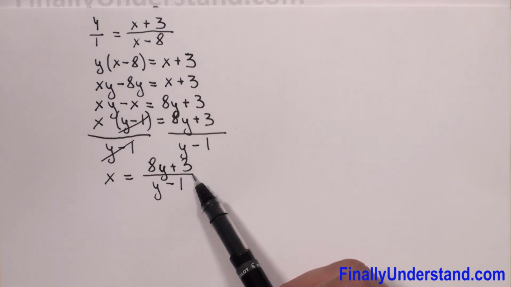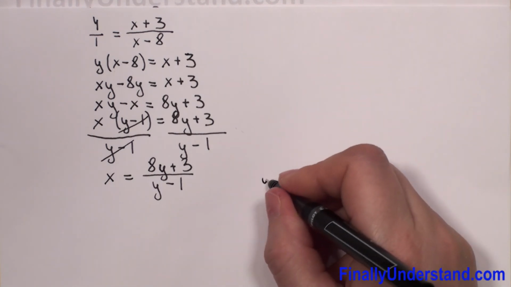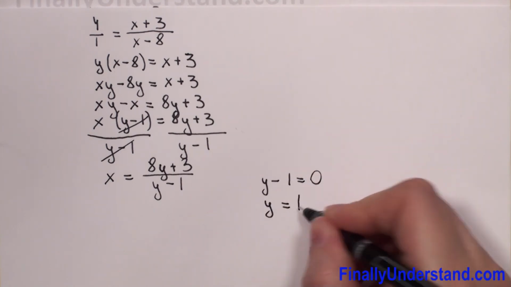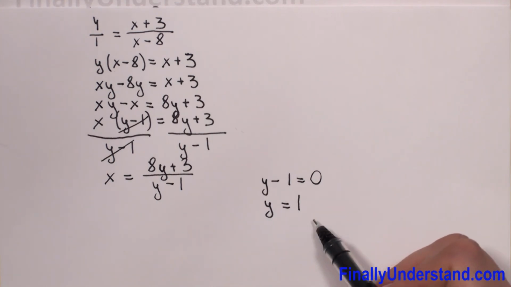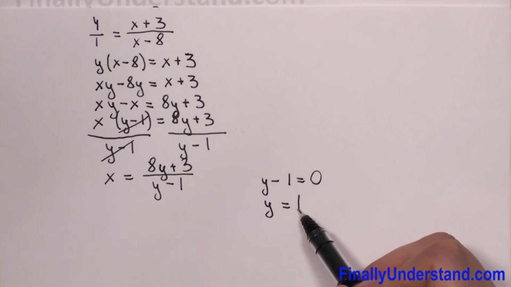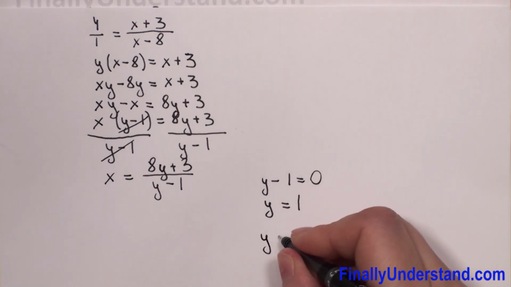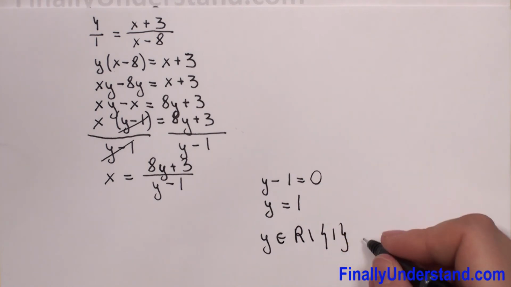Fraction bar means division. And we know that we cannot divide by 0. The denominator must always be different than 0. So we have to find when this equals 0. Y minus 1 equals 0 when y equals 1. So our range will be all real numbers excluding 1, because for this one the denominator is 0. So y is all real numbers excluding 1. This is our range.